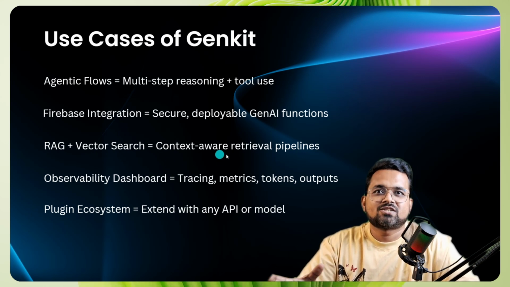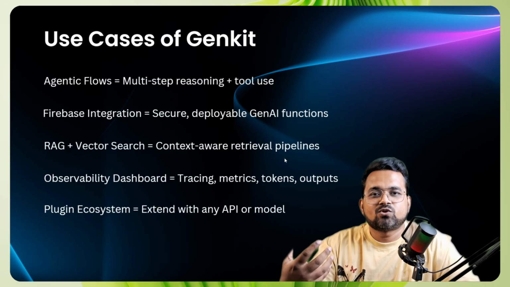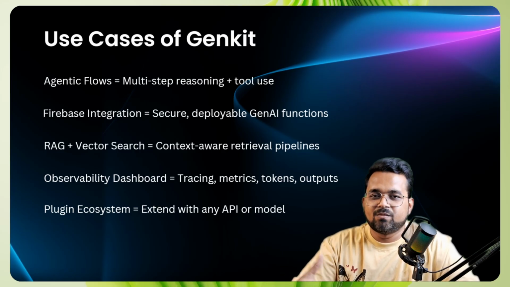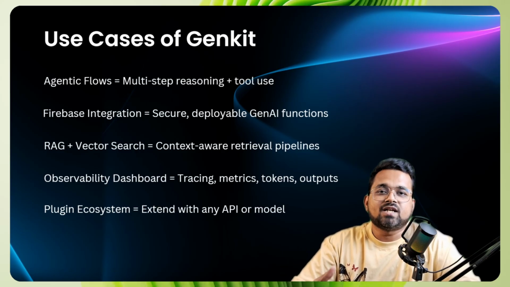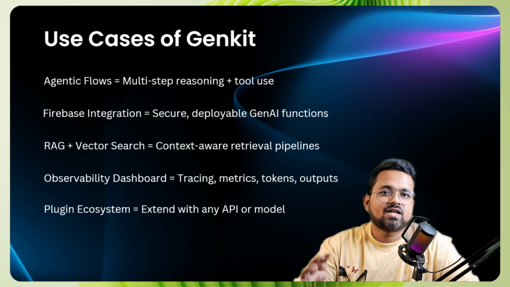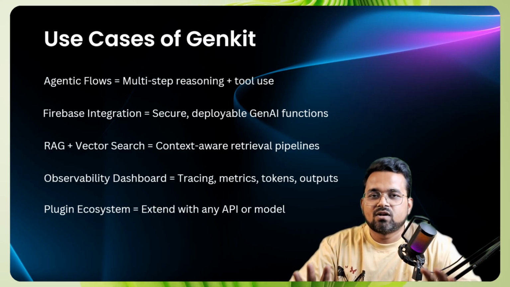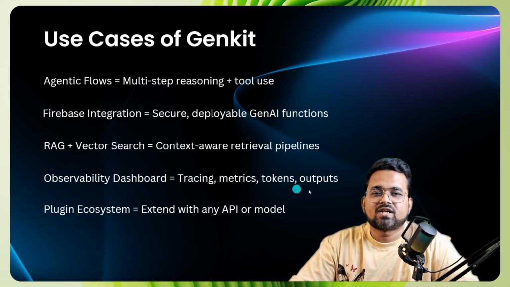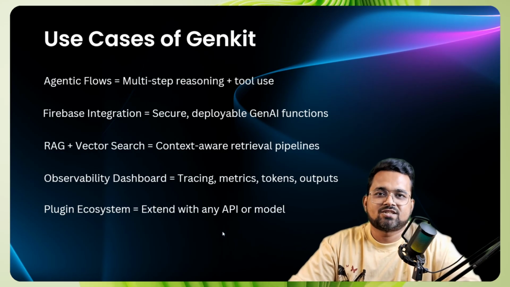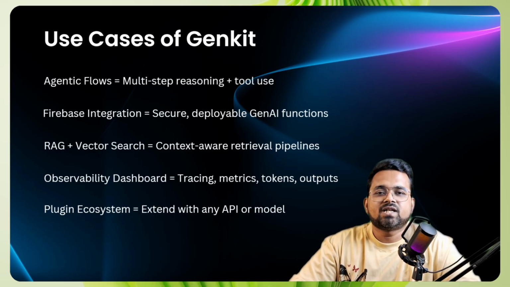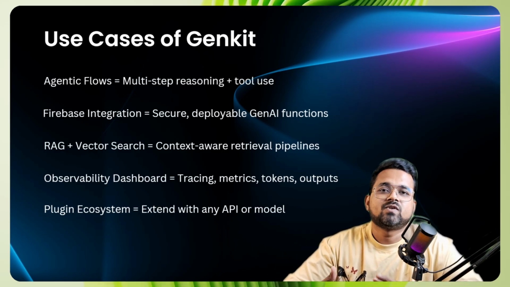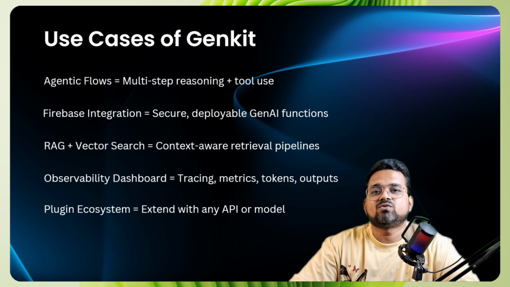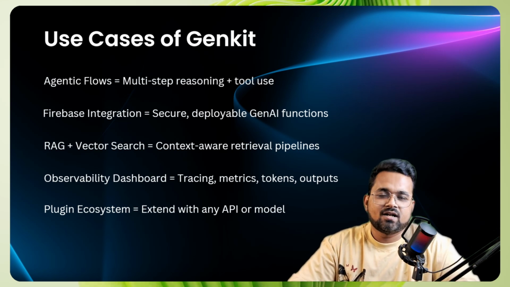RAG, vector search, context-aware retrieval pipeline. That means if you want to read content from PDFs, images, videos, you can create embeddings, store them and retrieve them when you need, you can implement a whole RAG pipeline on the Genkit service. Observability dashboard, tracing metrics, tokens and outputs. Plugin ecosystem, extend the API. That means you are not just restricted to the Gemini API. You can implement any kind of AI provider, any kind of REST API, SQLite connection to any kind of third-party database. Anything is possible. So I hope you like this video on Genkit.